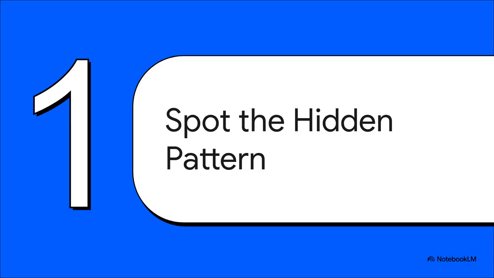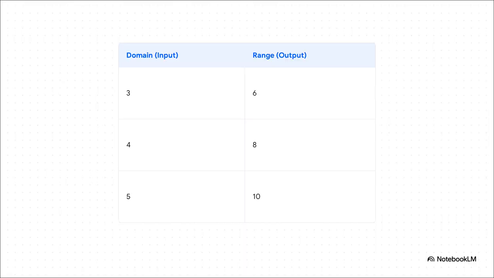All right, first up, let's officially spot that hidden pattern. So, to get organized, we have to give these columns some official names. The numbers we start with, the 3, 4, and 5, we call that the domain. That's our input. And the results we get, the 6, 8, and 10, that's the range, our output. Simple, right? Domain goes in, range comes out.